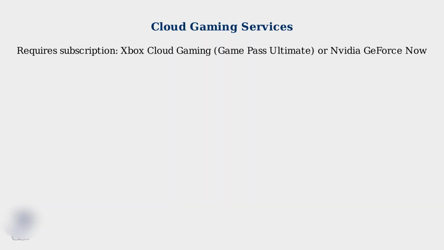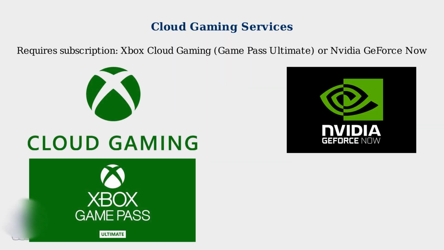For cloud gaming, you'll need a subscription to services like Xbox Cloud Gaming through Xbox Game Pass Ultimate or NVIDIA GeForce Now. Download their app or use the browser interface, then link your Roblox account to start playing. A stable internet connection of at least 10 megabps is recommended to minimize lag. You might need a controller or use touch controls on mobile devices.